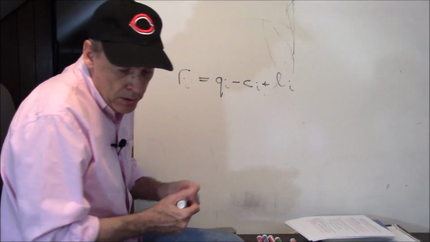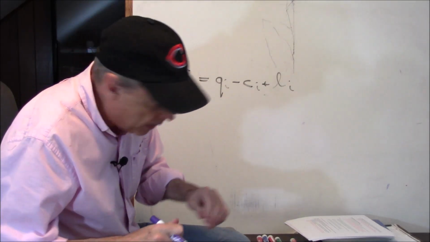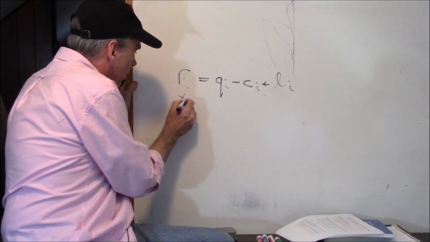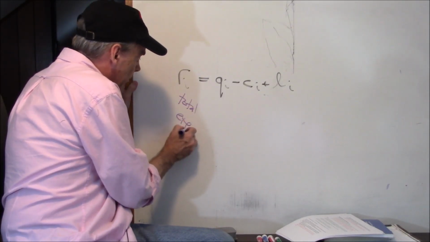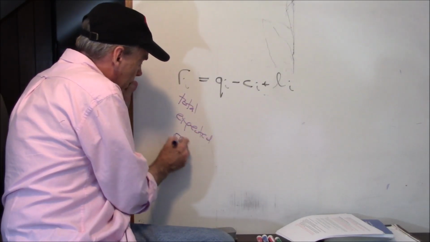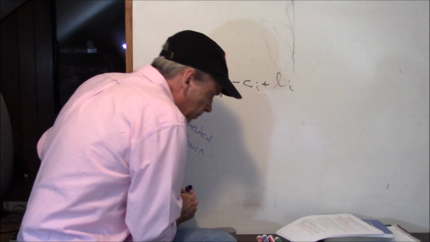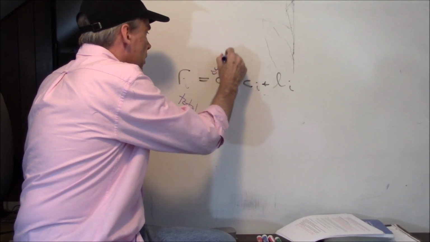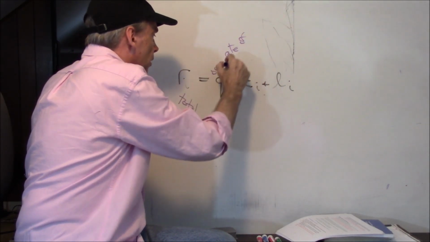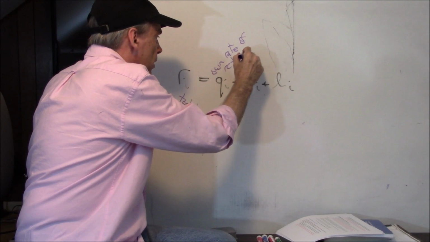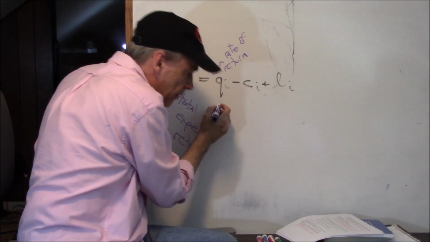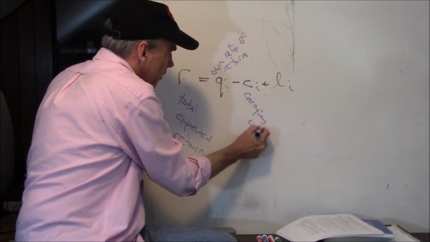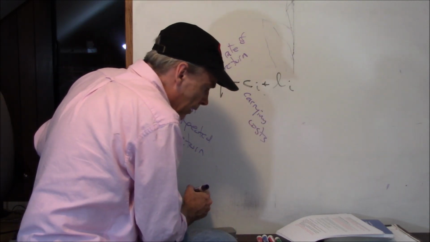Now, what each of those represent is, and let me find the original definitions here. Total expected return. Own rate of return. Carrying costs. And liquidity premium.